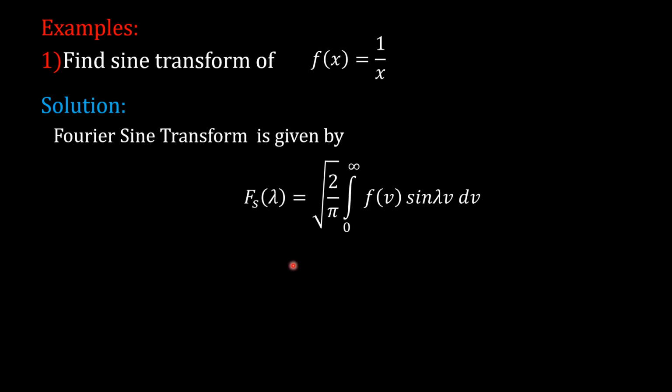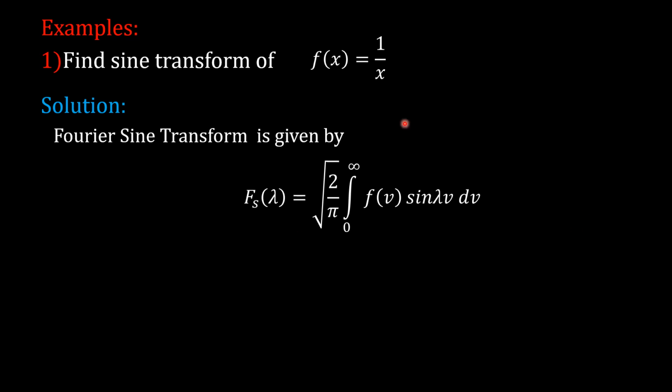First example is find the sine transform of f of x is equal to 1 upon x. Solution. Given, we want to find the Fourier sine transform. So it is given by Fs lambda is equal to square root of 2 upon pi integration from 0 to infinity f of v sine lambda v dv. Here we are using the symmetric form of the Fourier sine transform. We can use the earlier also.